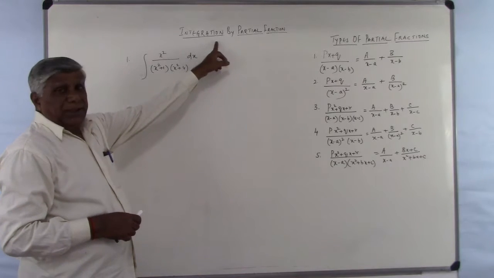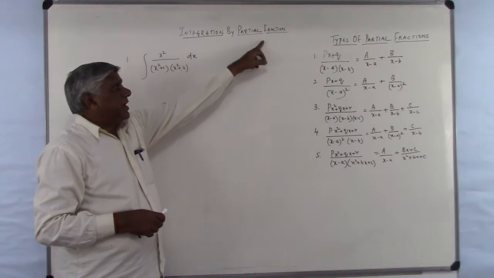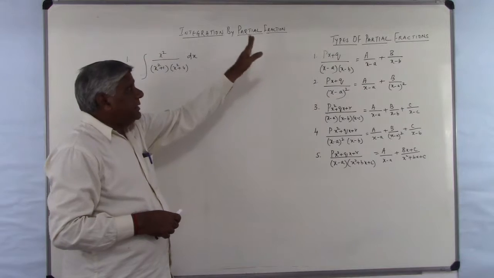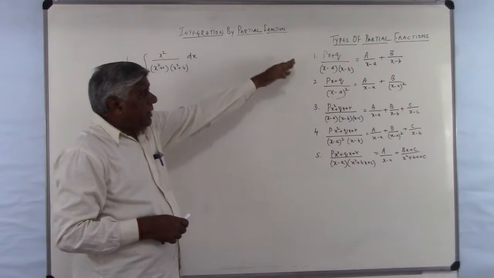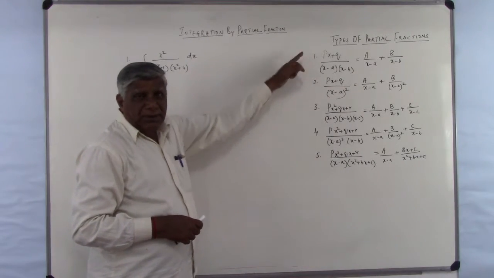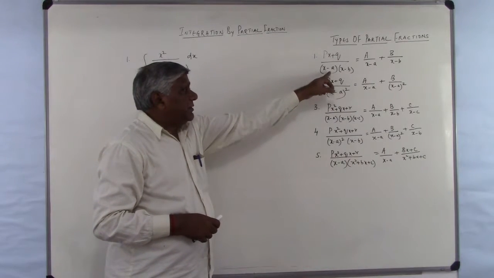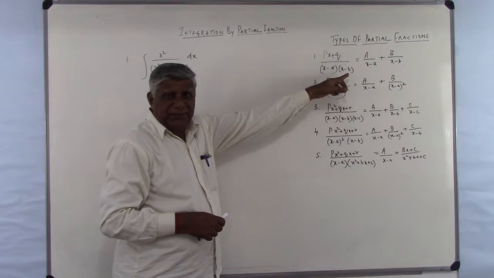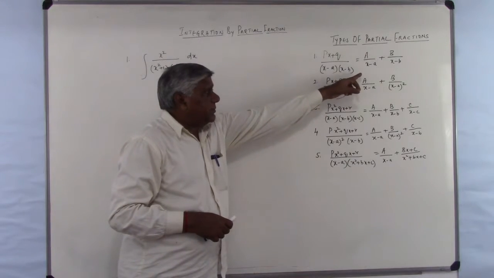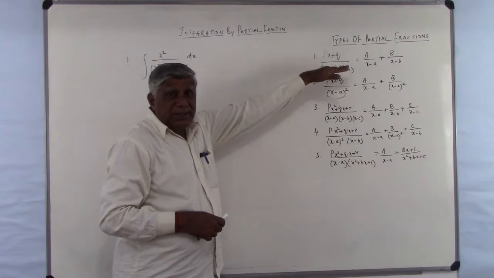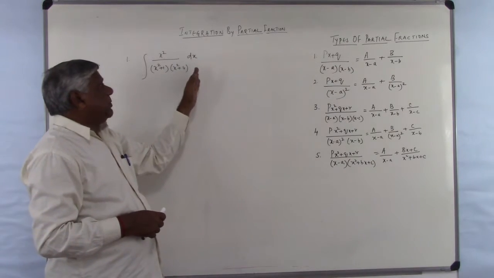Now we are going to see integration by partial fraction. In this partial fraction method, we have 5 types of partial fractions. The first type is (px + q) over (x minus a)(x minus b) is equal to a over (x minus a) plus b over (x minus b). Based on this, we are going to see each one problem.